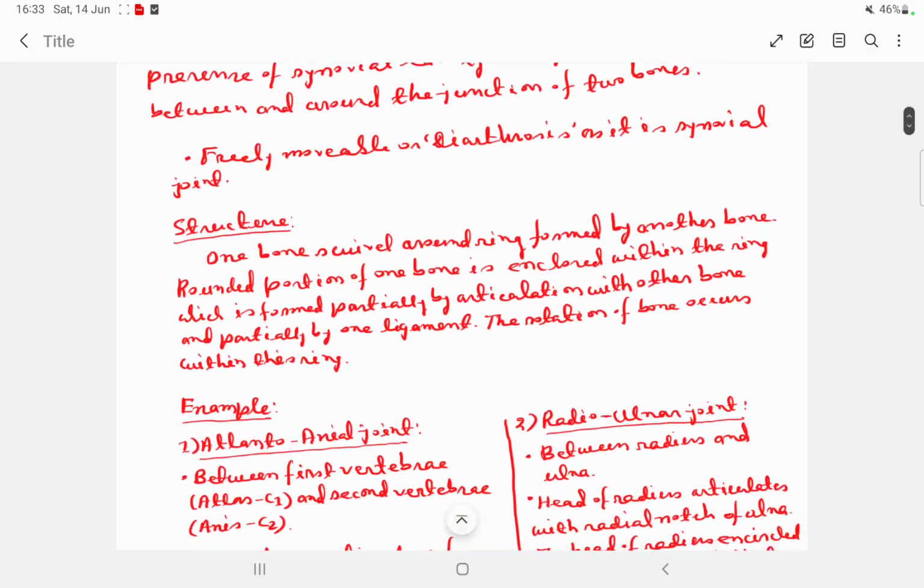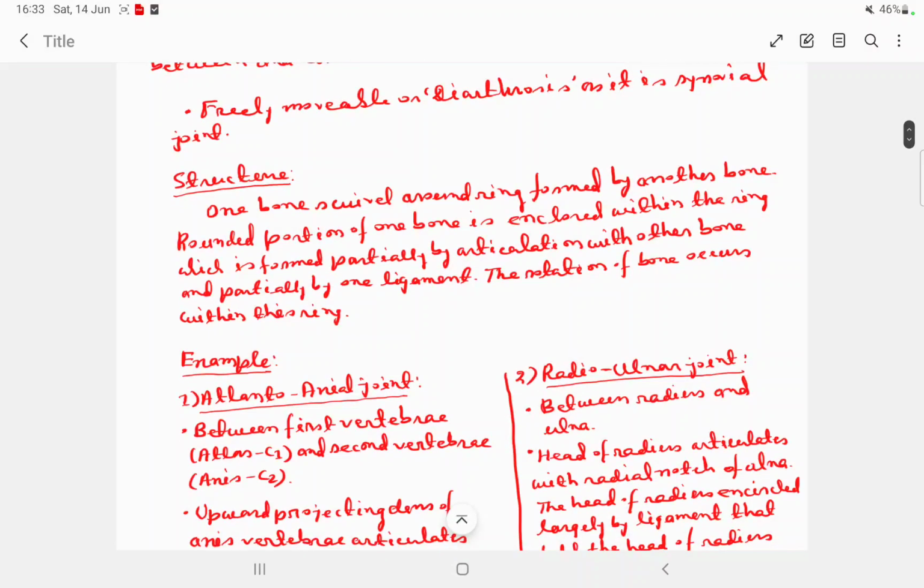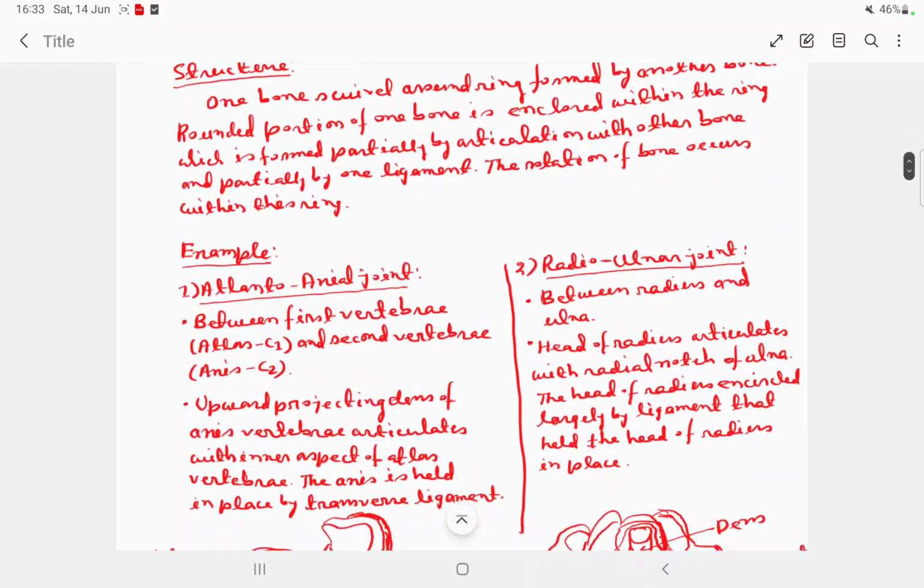Structure: here one bone swivels around a ring formed by another bone. The rounded portion of one bone is enclosed within the ring, which is formed partially by the articulation with the other bone and partially by one ligament. The rotation of the bone occurs within this particular ring.